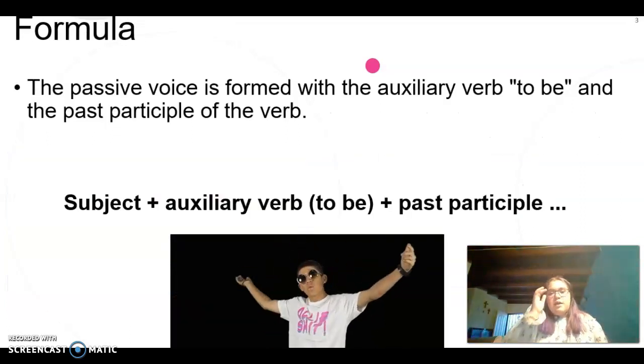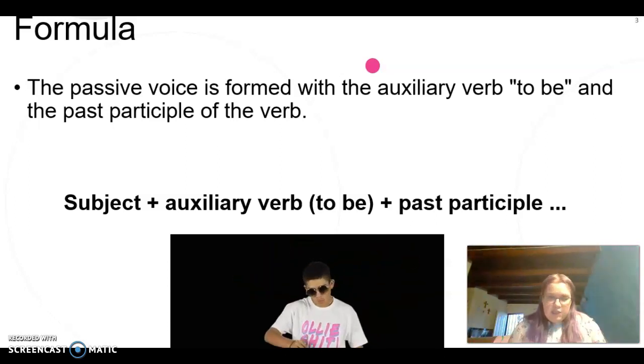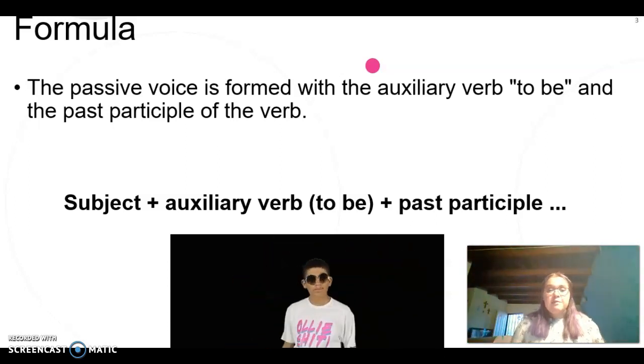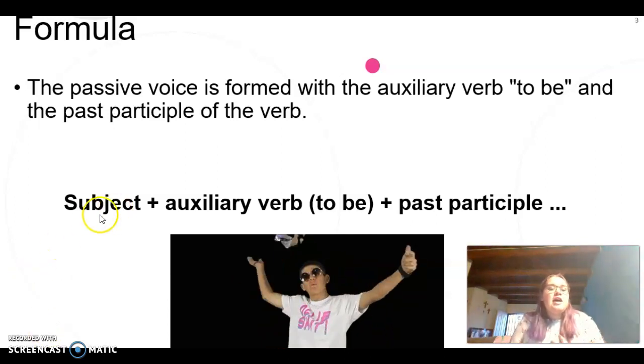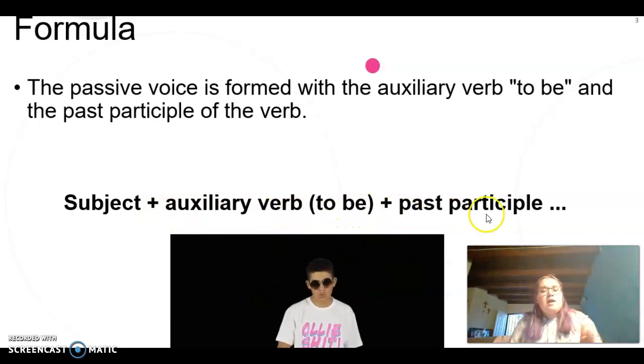The passive voice is formed with the auxiliary verb to be and the past participle of the verb. Example, in my previous presentation, I have subject plus auxiliary verb to be plus past participle.